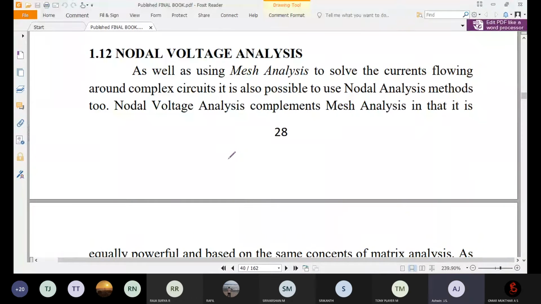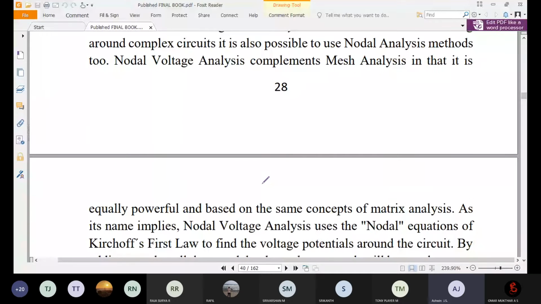Okay, so nodal voltage analysis. Previously we've seen the mesh analysis, and today we are going to see the nodal analysis. Here also we are going to find the current using node. Previously we used the loop analysis. Here we are going to use the node voltage. What is the node voltage? That we are going to find and solve, and we will determine the current component.